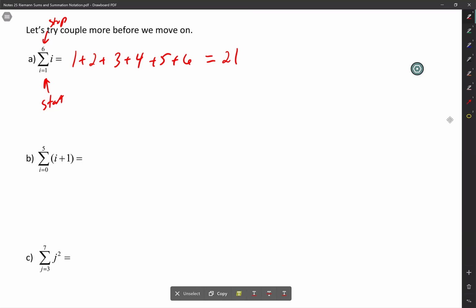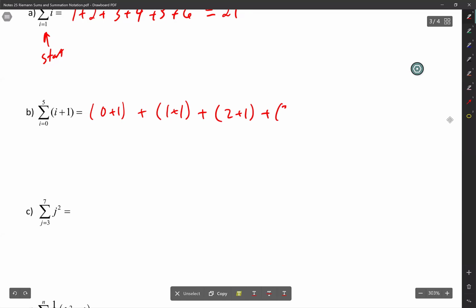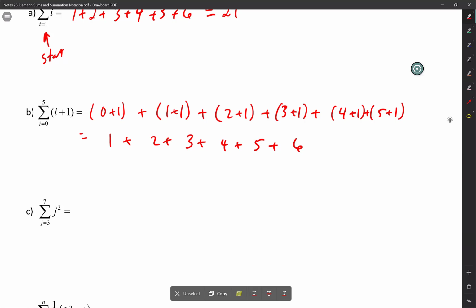Someone find out if that's 21. All right, here we go on this one, guys. If you want to get ahead of me, go for it. 0 plus 1, plus 1 plus 1, plus 2 plus 1, plus 3 plus 1, plus 4 plus 1, plus 5 plus 1. Let's see what that is. 1 plus 2 plus 3 plus 4 plus 5 plus 6. Oh, it's the same thing. We did that on purpose.